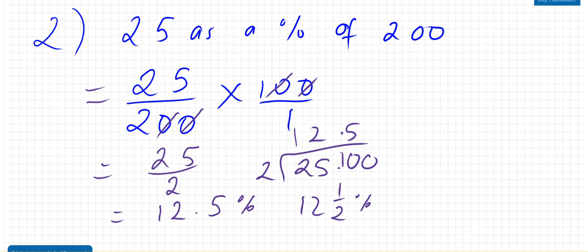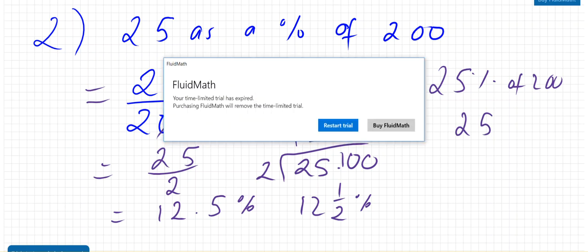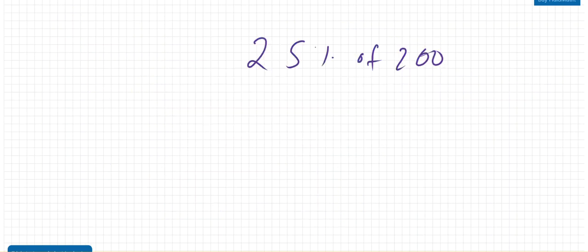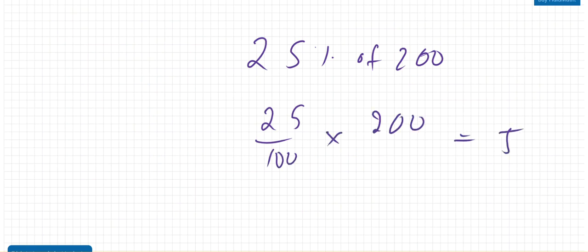Now, be very careful. This question says 25 as a percentage of 200. It is not saying what is 25% of 200. Sometimes students think 25% of 200 is what it's asking, and they go 25 over 100 of 200, and they end up getting 50%. So if you got 50%, that's a mistake you made.